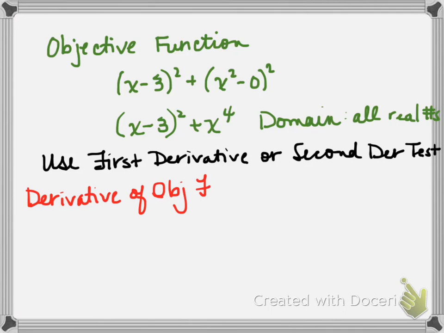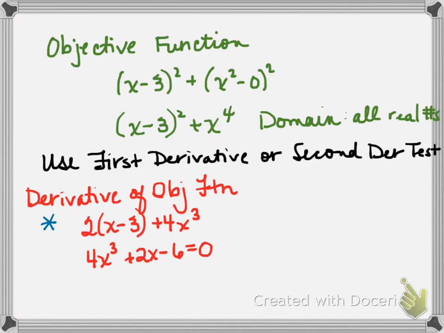So we need to find the derivative of the objective function, and we get 2 times (x minus 3) plus 4x cubed. And when we find the derivative of the objective function, we do this so we can find the critical values, which occur when the derivative is 0 or when the derivative does not exist. This derivative exists for all x values, so we don't get extra critical values that way, but we can't forget to ask that question. So we also want to know when it's equal to 0.